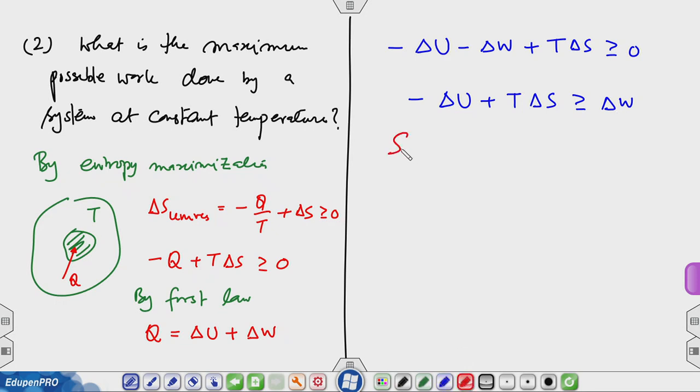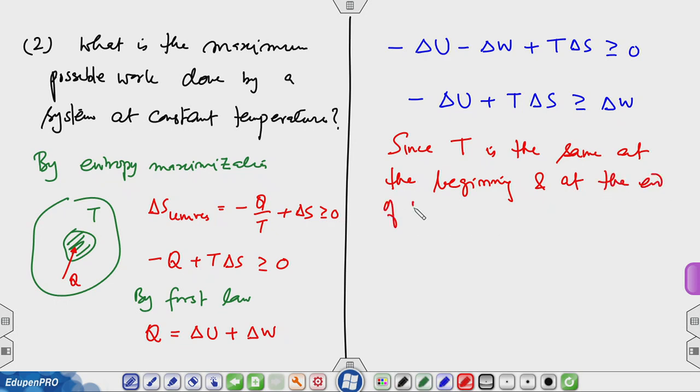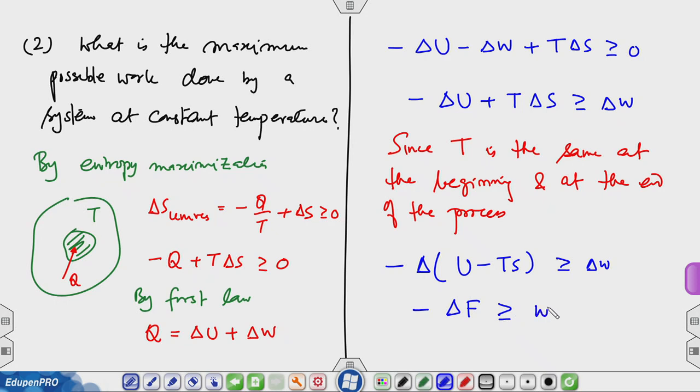And since T is the same at the beginning and at the end of the process, the system could be doing anything, but it is in contact with a reservoir at constant temperature, so it does some work. At the beginning and at the end the temperature is the same, so I can write the left hand side as minus delta U minus T delta S, and this is greater than or equal to delta W. And this is nothing but minus delta F, and this is greater than or equal to delta W.